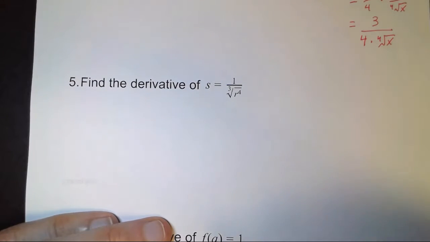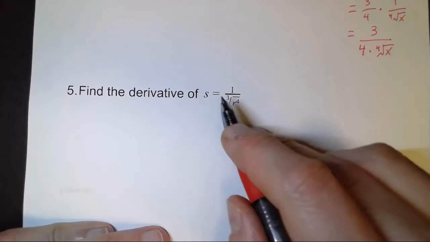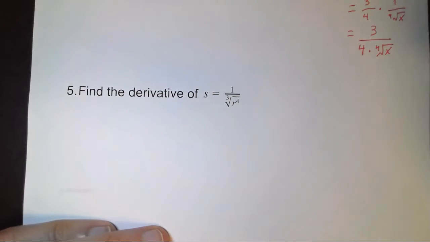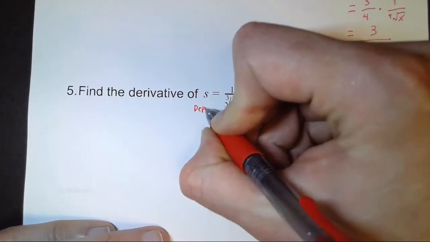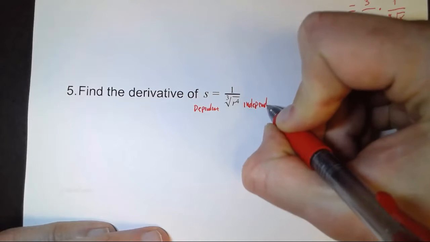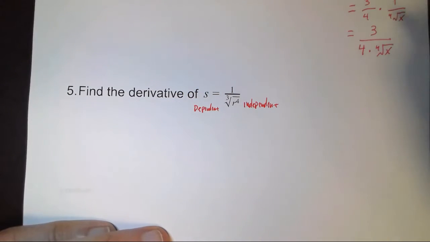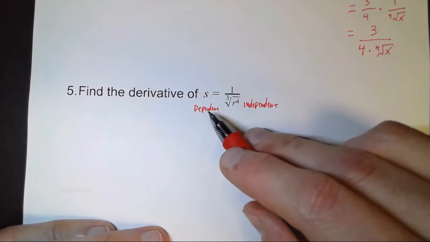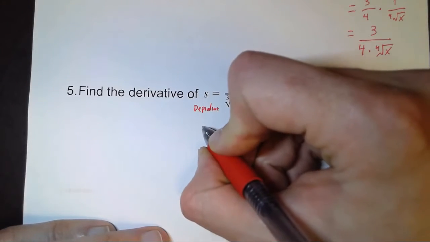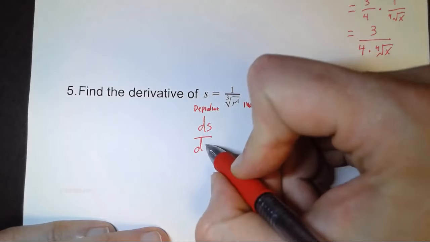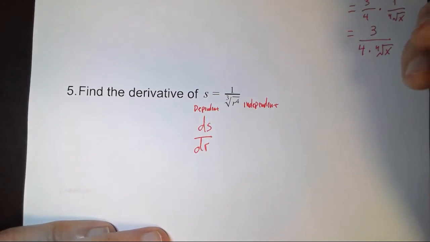Now looking at number 5, here we don't have x or y like we're used to. We have s and r. Now s is by itself, so that's an indicator to us that this is the dependent variable, while r is the independent variable. Later on we'll get into implicit differentiation where we will mix them. But for now, when they're separated, it's a reasonable assumption that what's out here is dependent. So when we write our derivative, it's going to be ds over dr. Dependent on top, independent on bottom.